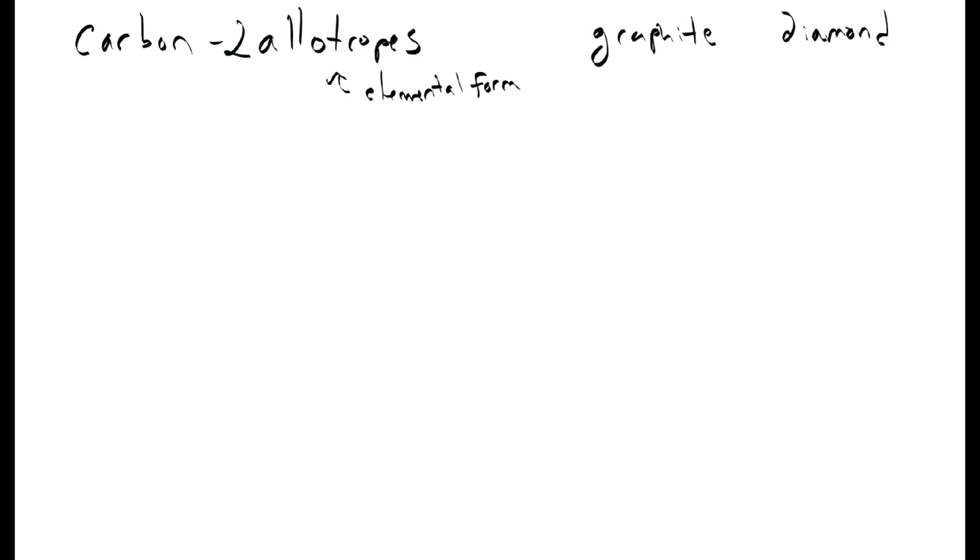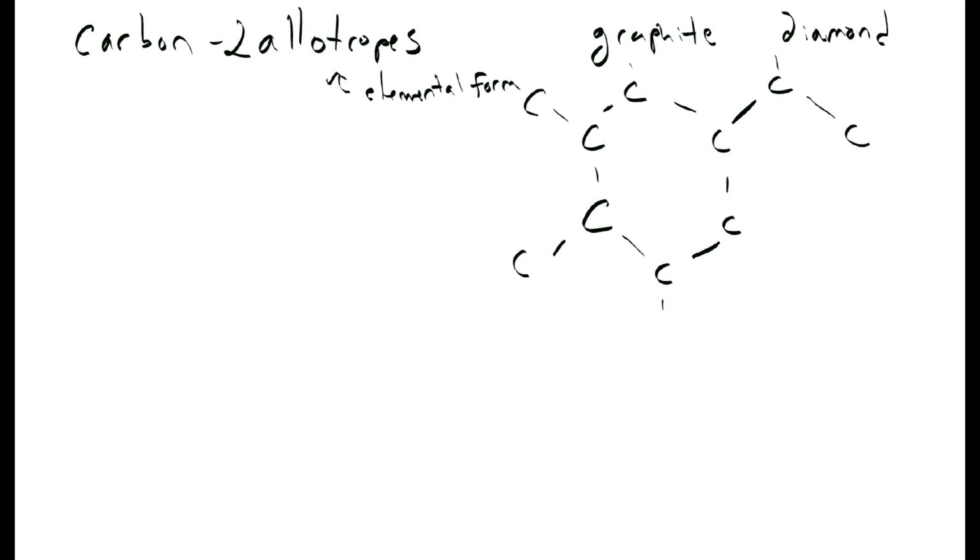Okay. In graphite, what you have is carbon atoms bound together in these rings, with each carbon atom being bound to three other carbon atoms. Okay, so they make these sheets, these two-dimensional sheets with these six-membered rings, with each carbon being bound to three other carbons. So graphite is the two-dimensional form.